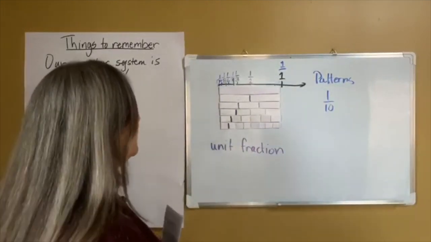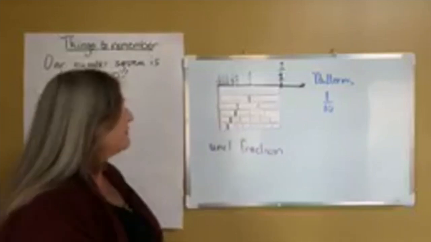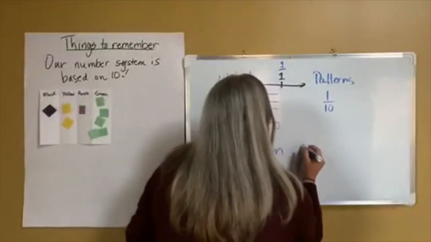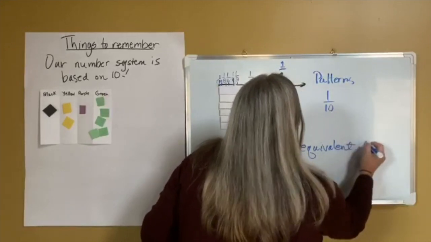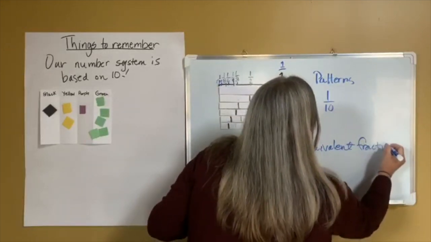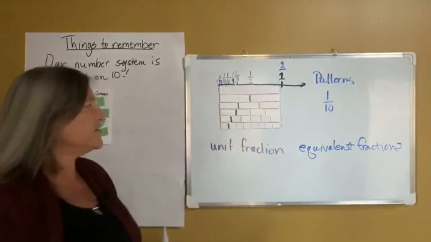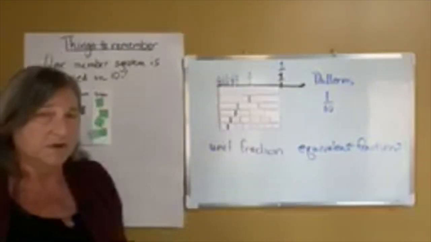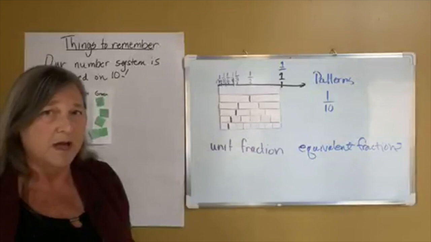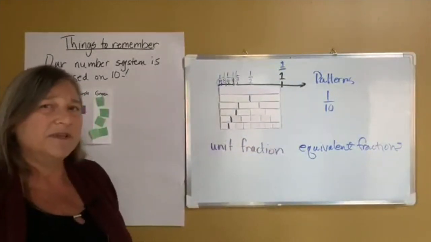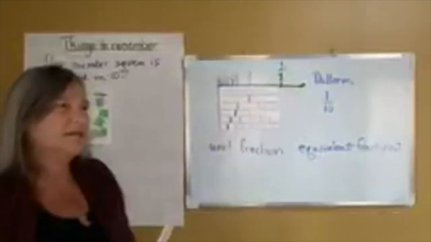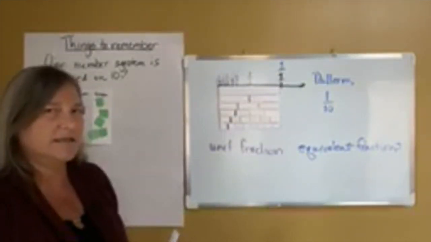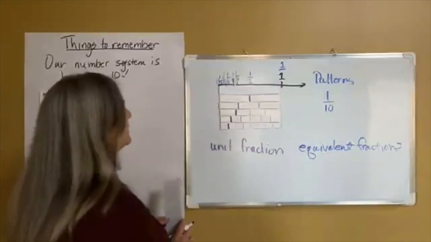We can also look for common or equivalent fractions, it's called. So equivalent fractions are fractions that have different names. So the denominator, the name, is different, but they have the same value. It has a different name, but it has the same value. So let's look at this.